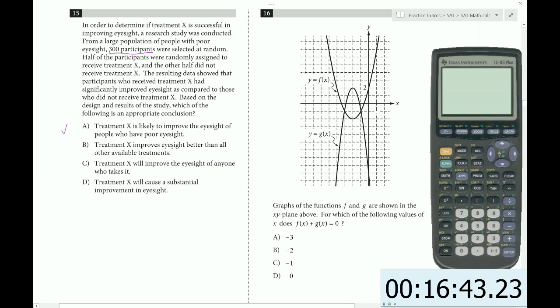Treatment X improves eyesight better than all other available treatments. That's way too strong because we don't know if there are better drugs out there. Treatment X will improve the eyesight of anyone who takes it. Again, way too strong. Treatment X will cause a substantial improvement in eyesight. We don't know if the change is substantial, just that it exists. So A is the best choice.